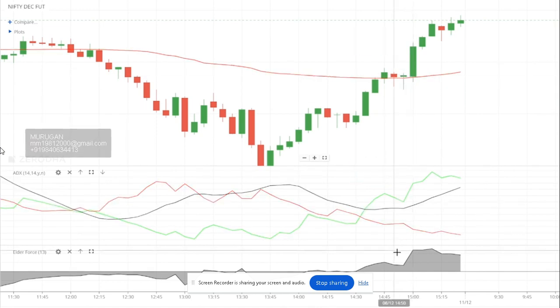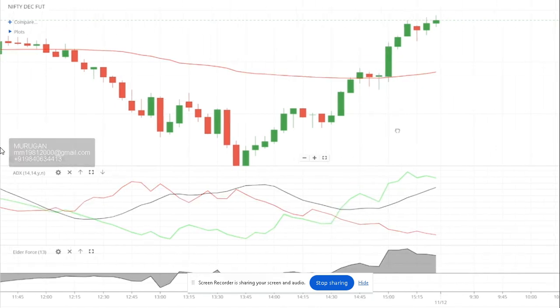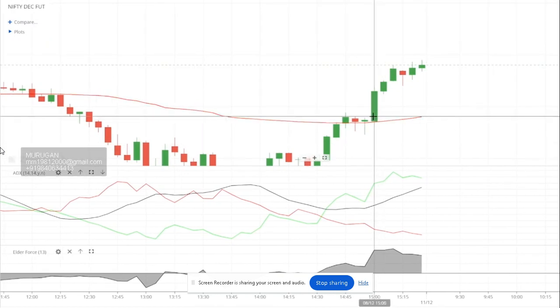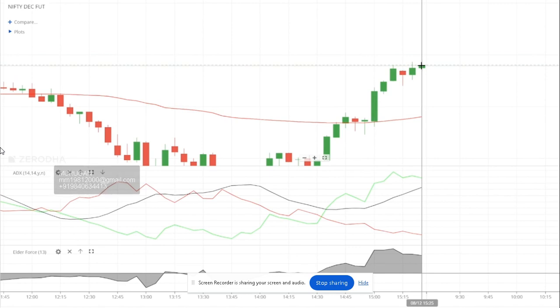Price is above the VWAP. There is a good spike. So if you had bought a call option somewhere here, at 21,000, it has gone to 21,090. So that is about an 80-90 point move.